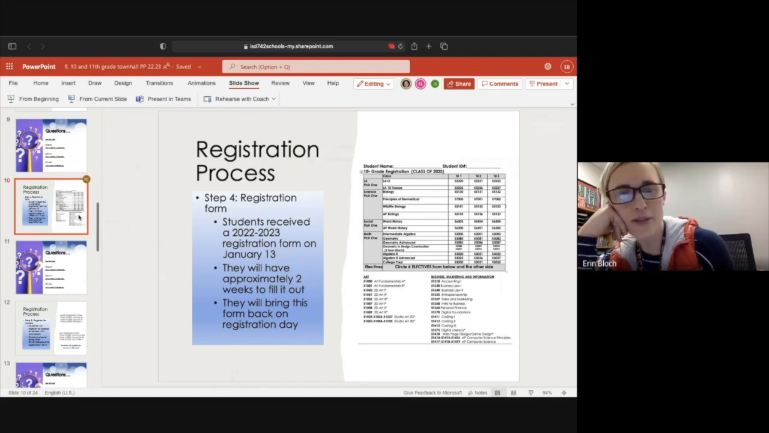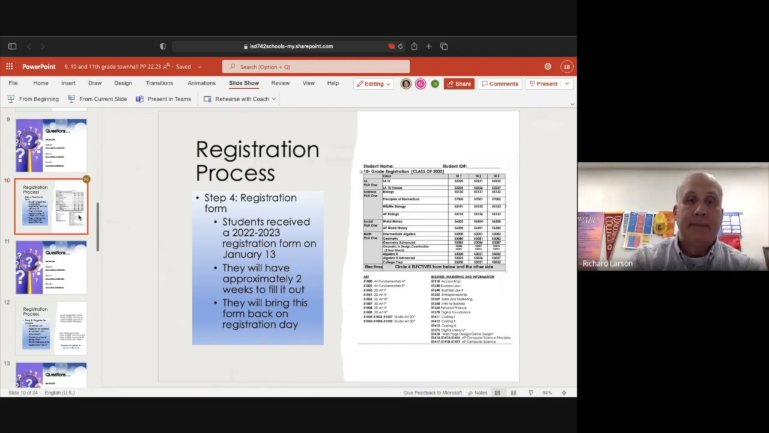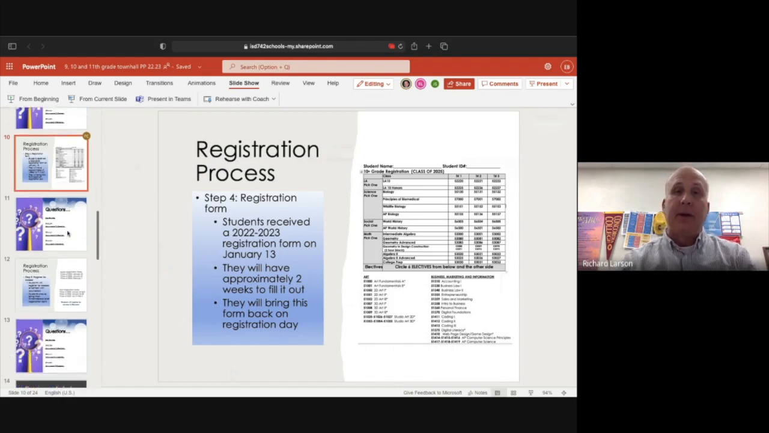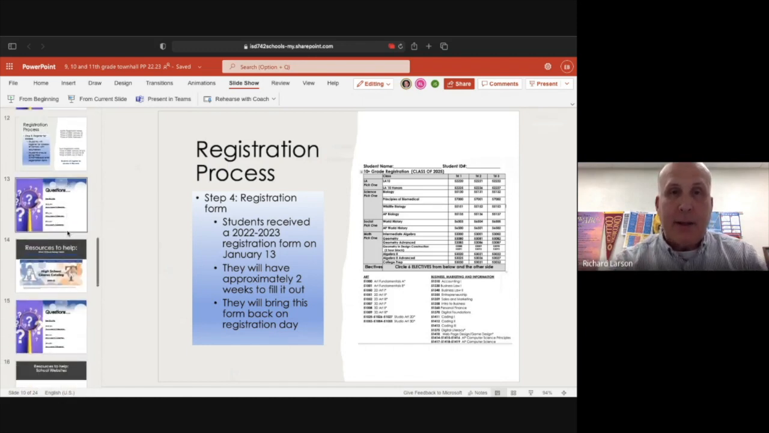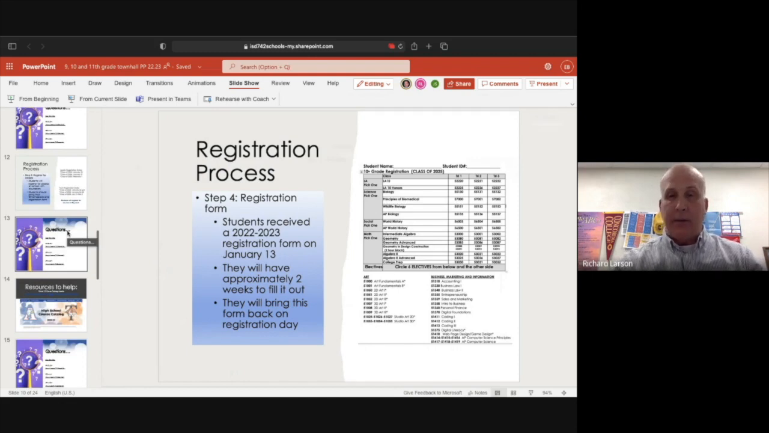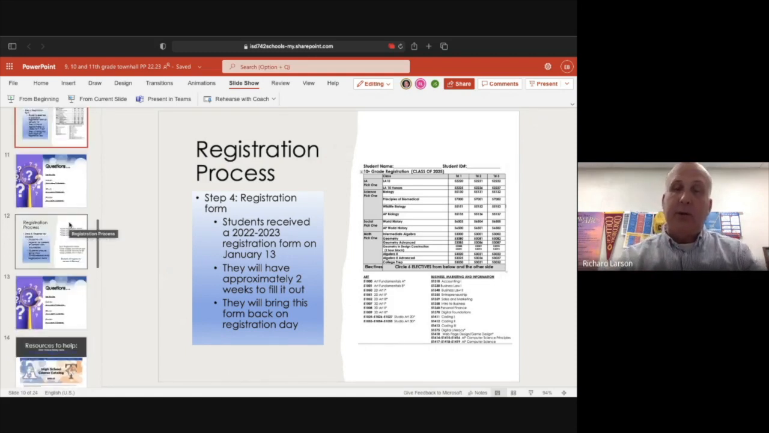Rick, would you like to talk about step 4? Totally. So for step 4 of our process, students actually received a paper registration form. This just happened on January 13th, through advisory, along with all the information that the students are given. You can see that on the PowerPoint there. It shows what classes are available for me as I'm going into 10th grade, 11th grade, or 12th grade.